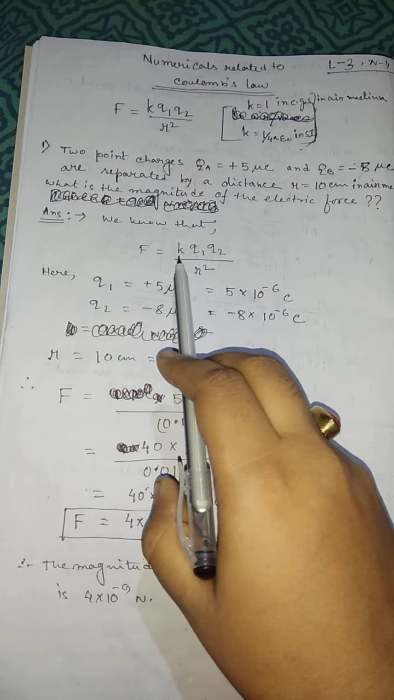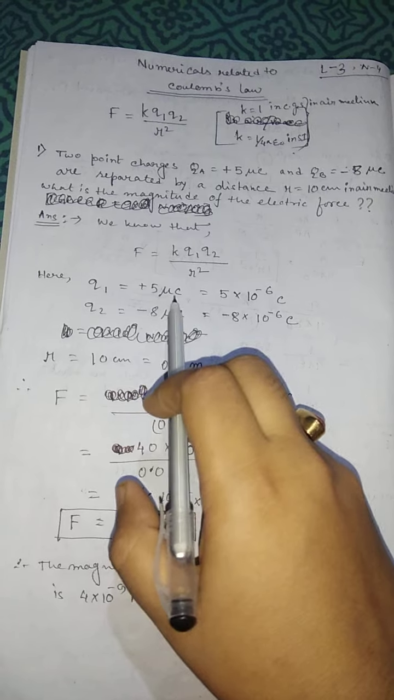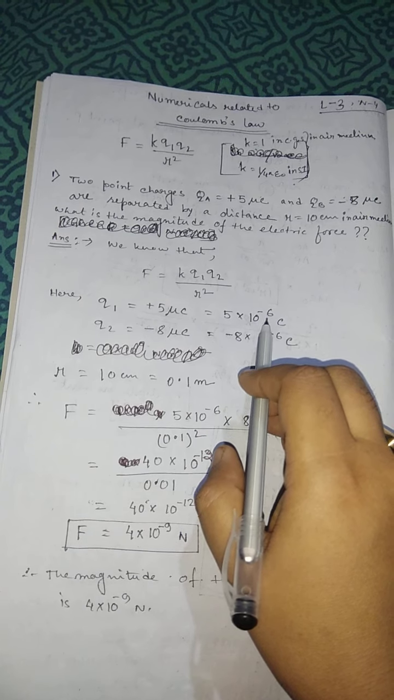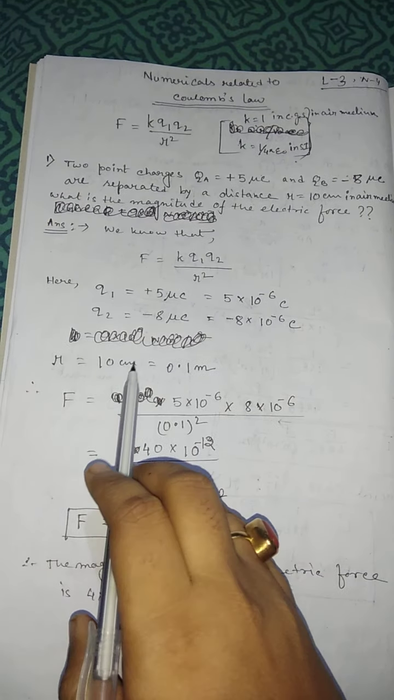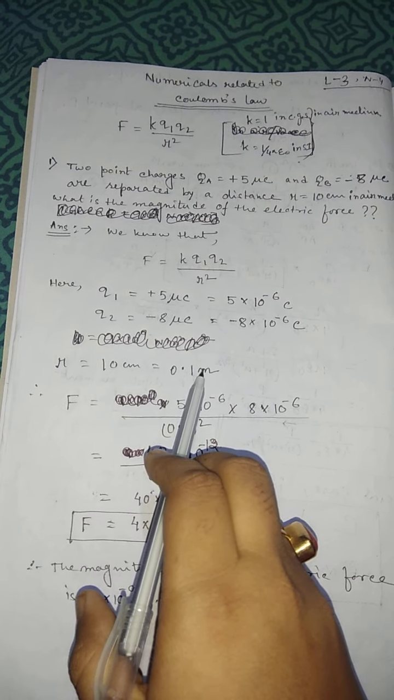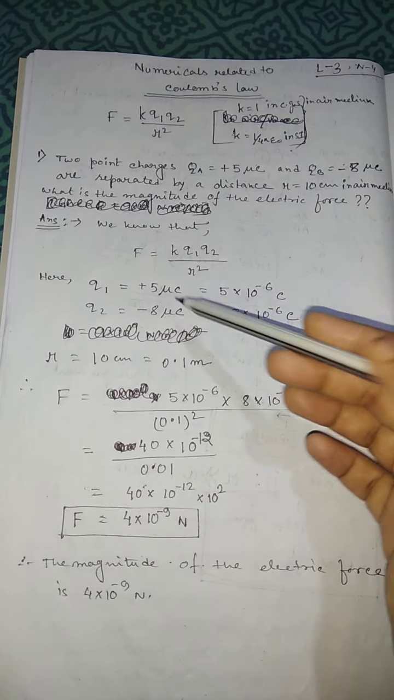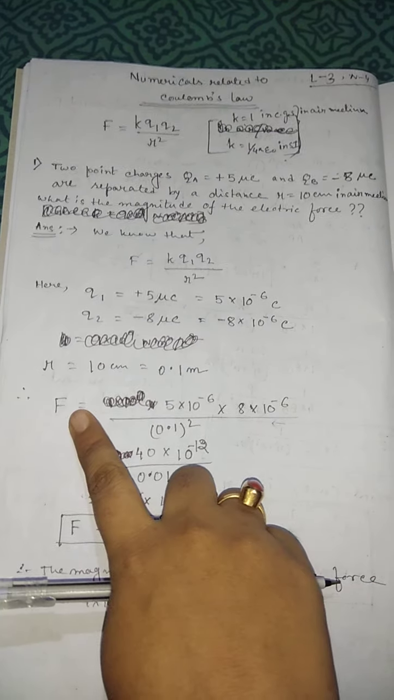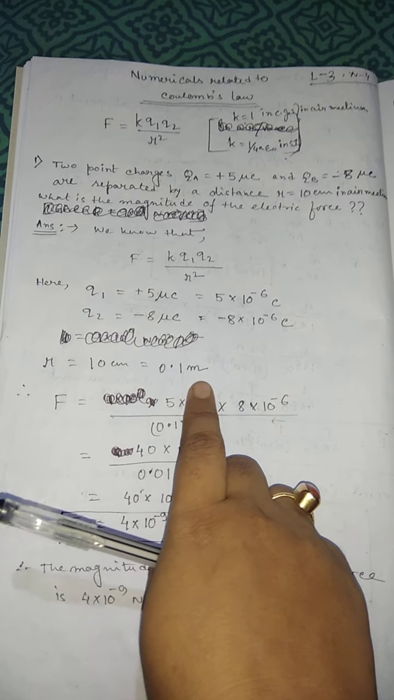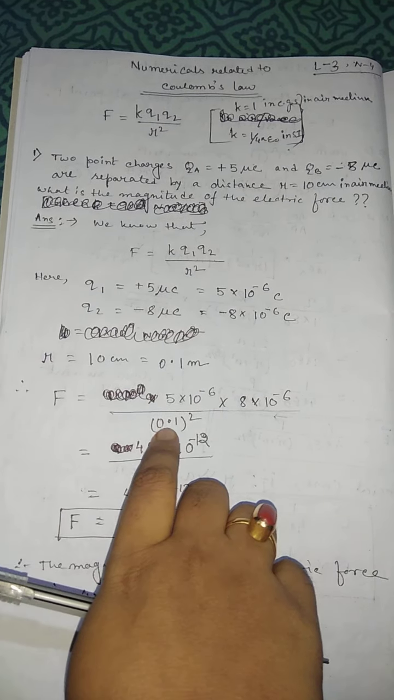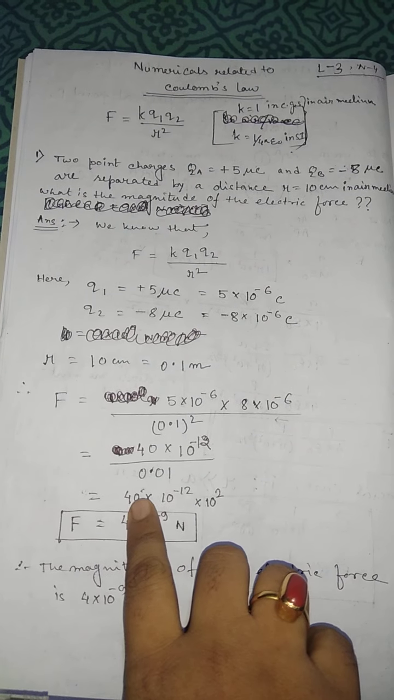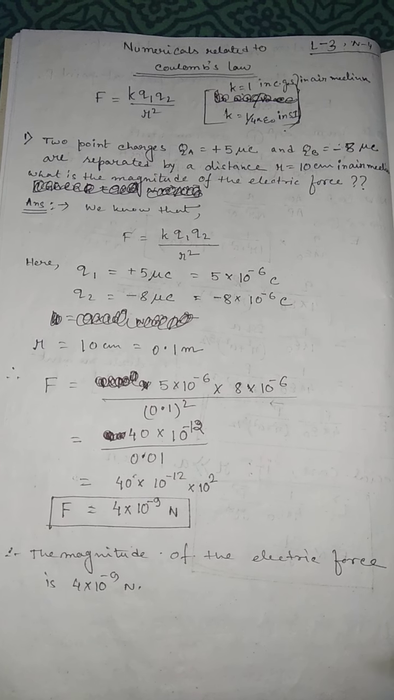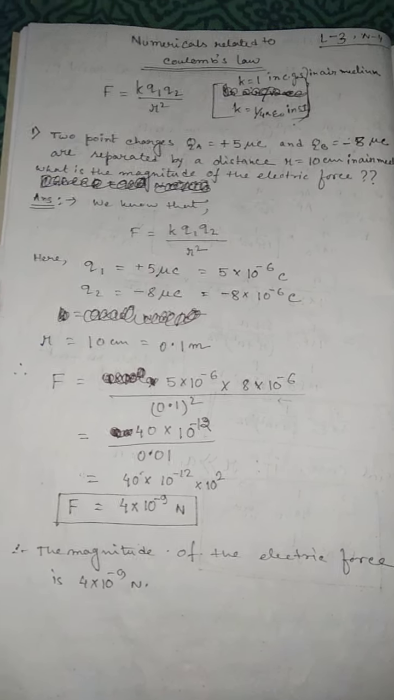So we know that F equals K into Q1 Q2 by R square. The values of Q1 and Q2 are given in microcoulomb, and we know that 1 microcoulomb equals 10 to the power minus 6 coulomb, so we convert it into coulomb. R equals 10 centimeter, we convert it into meter. Now if we put those values in this equation, K value is 1. So F equals 5 into 10 to the minus 6 into 8 into 10 to the minus 6 by 0.1 whole square. So we get 4 into 10 to the power minus 9 Newton. The magnitude of this electric force is 4 into 10 to the power minus 9 Newton.